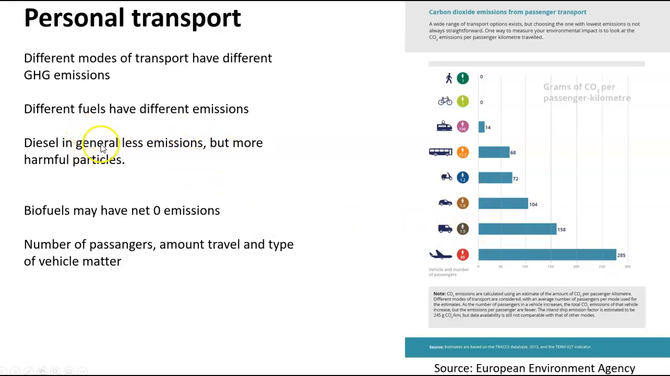And we can also look at different fuel sources. So, for example, diesel will generally have lower carbon dioxide emissions, but more harmful particles that kill people. You can also drive your car on biofuels, and assuming a long time scale, that may have no net emissions. However, that's maybe quite contended. Passengers with an E here, of course.